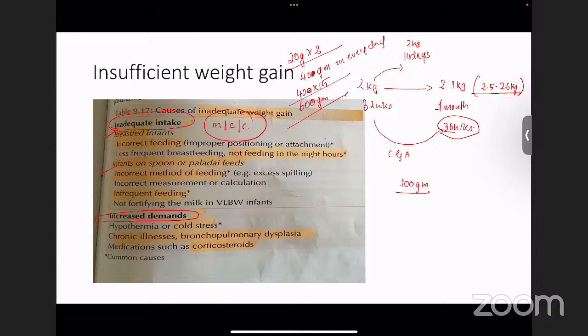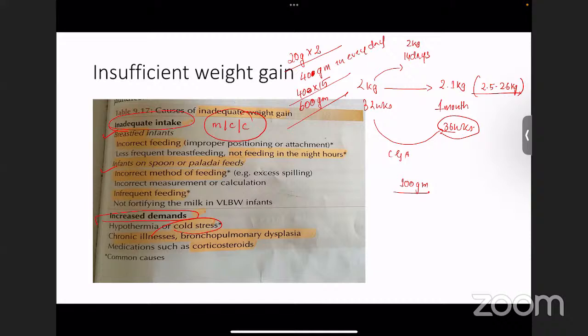These are the symptoms; the most common cause is inadequate intake, as I said. Another, less common but also to be taken care of, is increased demand, most commonly cold stress, if the baby is not properly covered at home. As I said, in hypothermia your basal metabolic rate increases. If basal metabolic rate increases, all the energy the child acquires is used to maintain temperature, so the energy is not used for weight gain. As a result, the child will not gain weight.